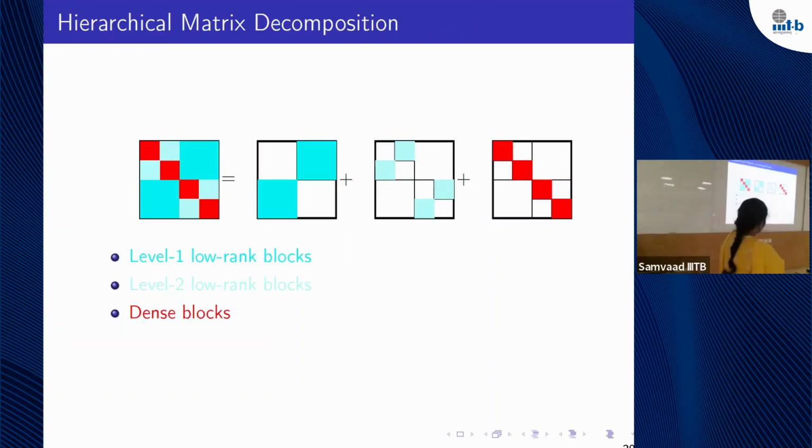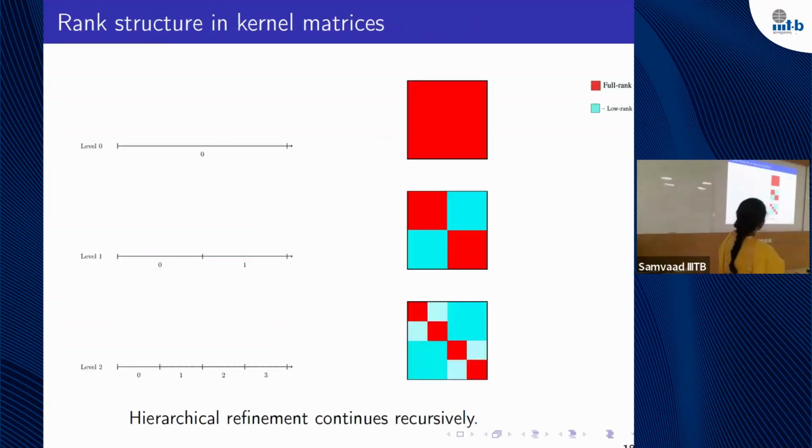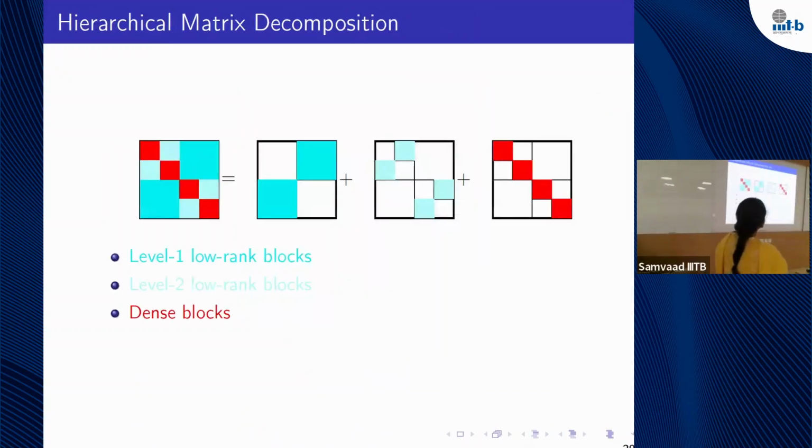So whatever is my last matrix at the highest level that I have constructed, I'm going to take that and represent it as sum of these three matrices. So in the first matrix, I have the terms coming from the level 1, the low rank blocks from level 1. These are the low rank blocks from level 2, plus you have the full rank blocks. So I've just represented it as sum of three matrices.